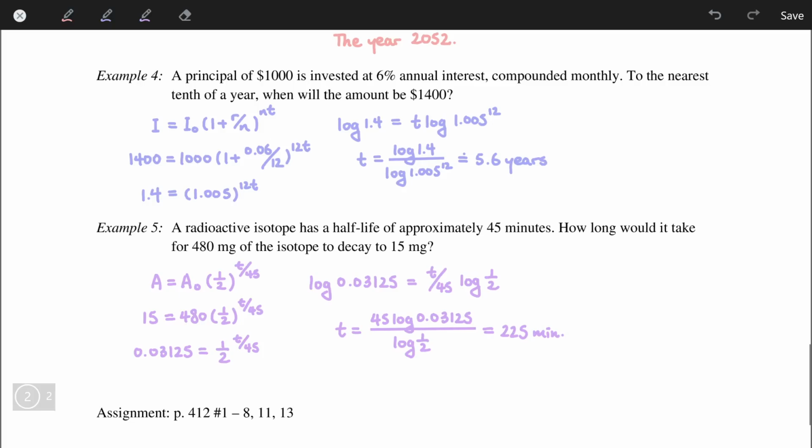So today we've looked at solving a couple of logarithmic equations, for example number 1, followed by exponential equations where the bases are not the same on the two sides of the equation in example 2, and then we finally followed up with some exponential growth and decay problems in examples 3, 4, and 5.